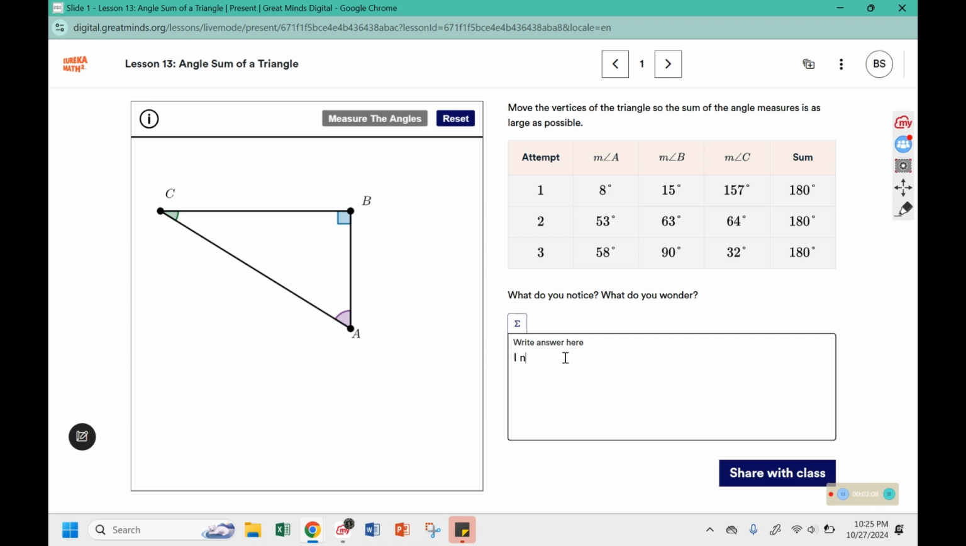What do you notice? I notice the sum of these three attempts all came out to 180 degrees. I wonder if every triangle has angles with a sum of 180 degrees.